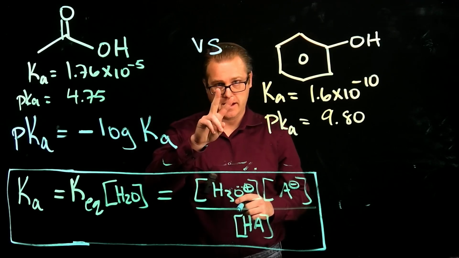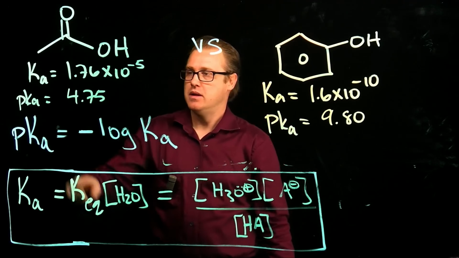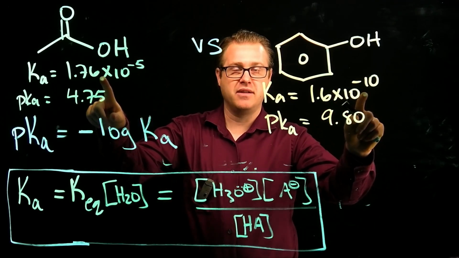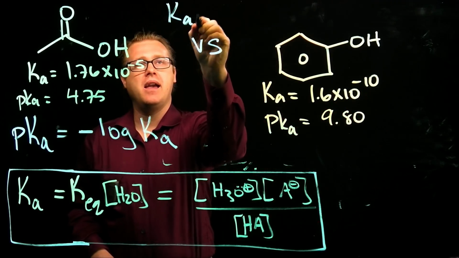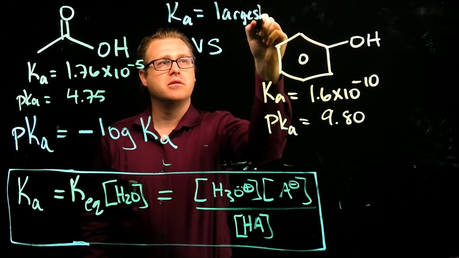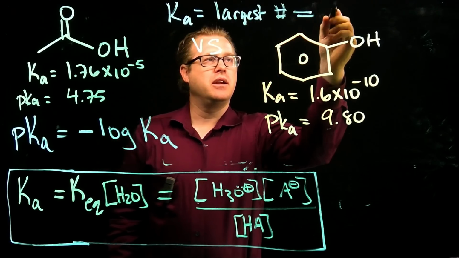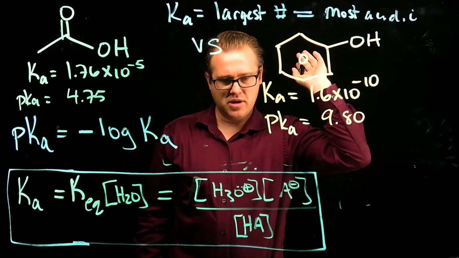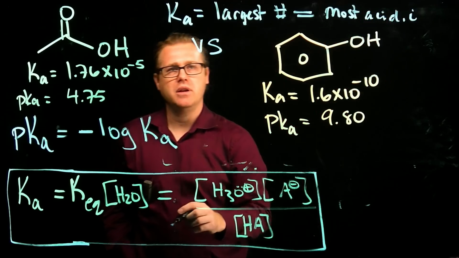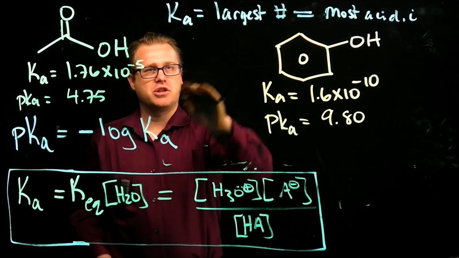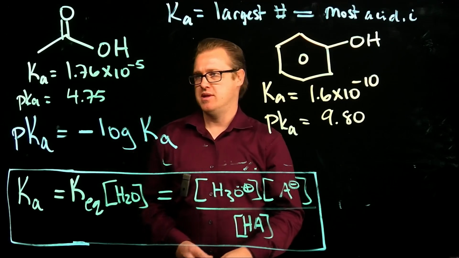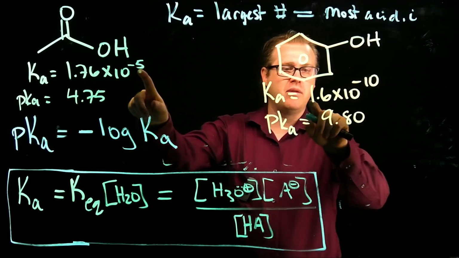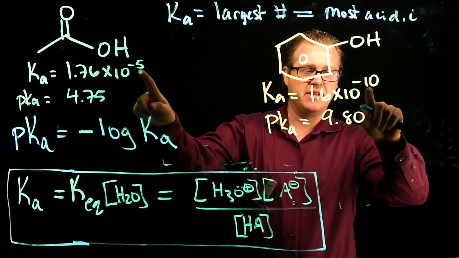So you could do it in two ways. You could look at the Ka's. So here's this Ka and this Ka. And you have to ask yourself with Ka's, largest number equals most acidic. So let's just do that one first. So Ka's, the largest number is the most acidic. So 1.76 times 10 to the negative 5 is larger than 1.6 times 10 to the negative 10.